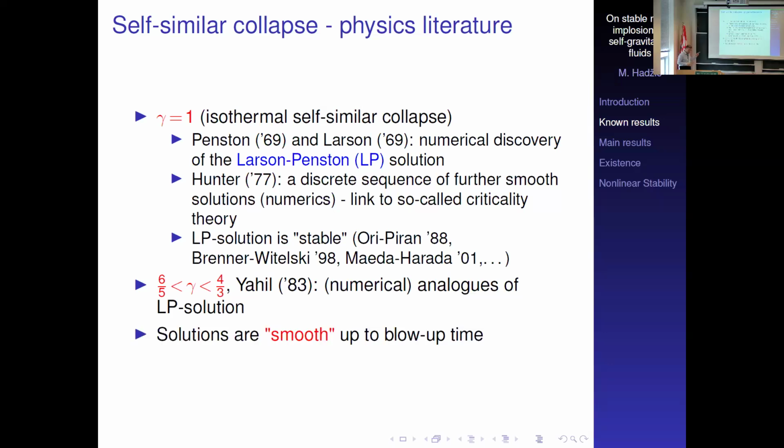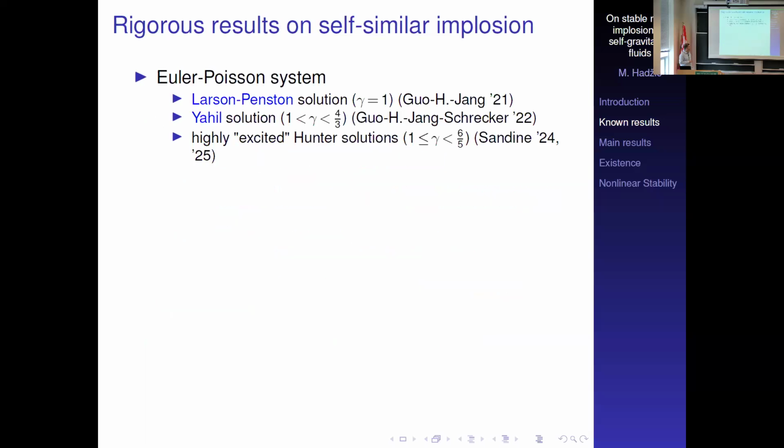And also what physicists realized is that in this discussion, the smoothness that I referred to actually matters. So the link between smoothness of these structures and stability was in some sense recognized in these works. And when I say smoothness, I really mean it in the language of taking derivatives and so on. Okay, so what are the rigorous results on this self-similar implosion for the self-gravitating fluids?